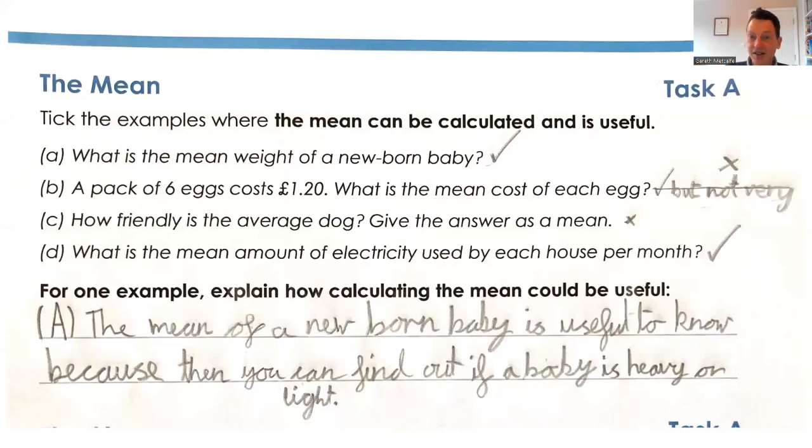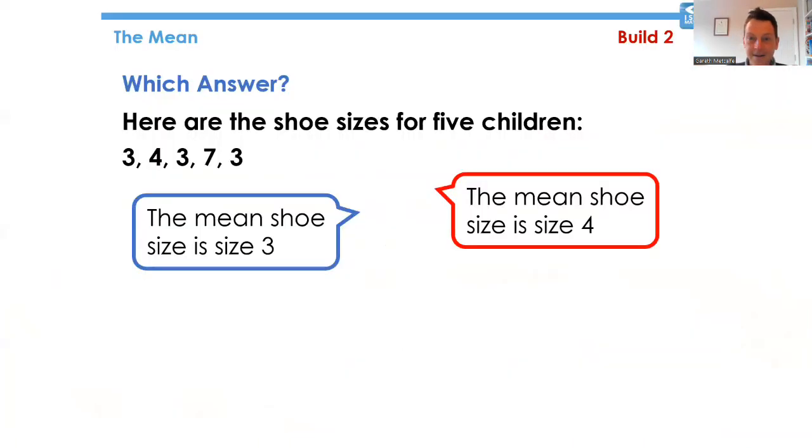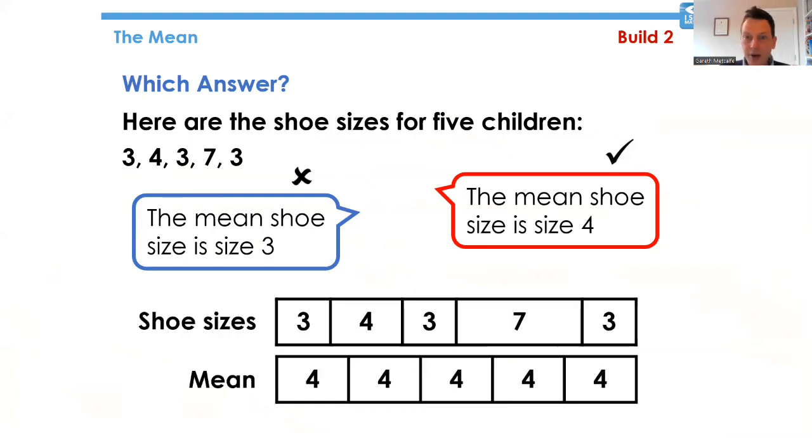In this instance, the child comments on why there is some reason why we might calculate the mean weight of a newborn baby, to compare if a child is slightly below or above that. And then we actually look at the process for calculating the mean. We have a look at this example with shoe sizes, looking at the bar model to build understanding, and noting here that the mean isn't the most common shoe size.